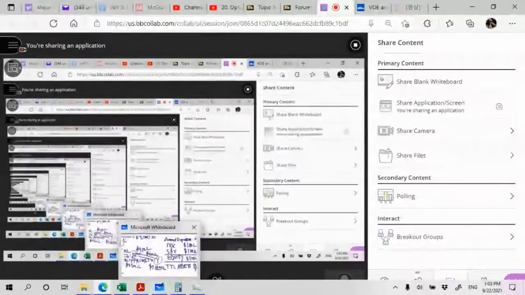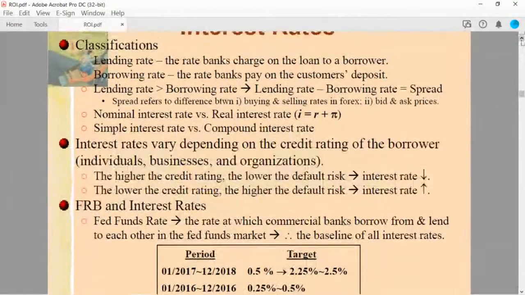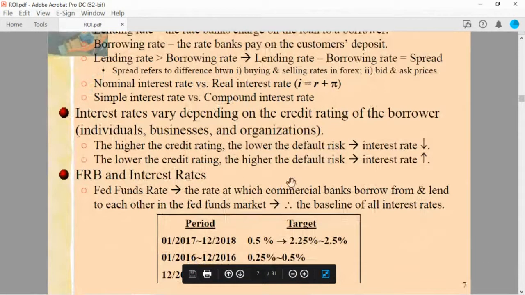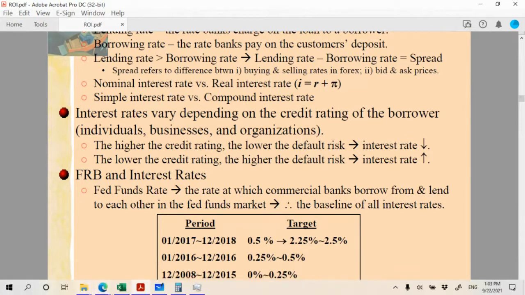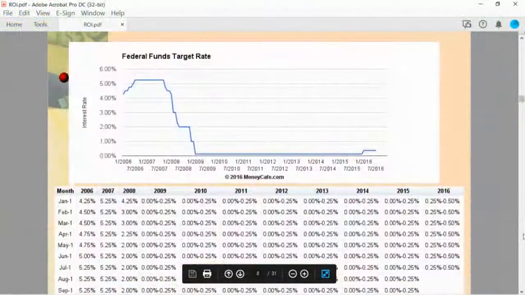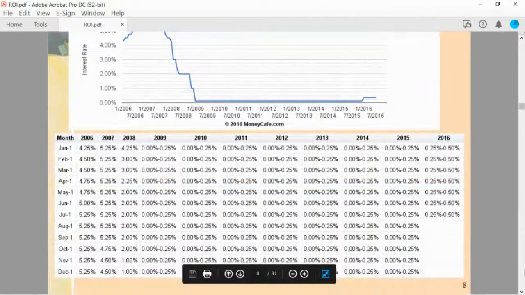So in our last class, we talked about three different classifications of interest rates: lending rate versus borrowing rate, nominal rate versus real interest rate, and simple interest rate versus compound interest rate, right? We discussed extensively the real interest rate, inflation, and nominal interest rate. Our last two classes were both Monday sessions, so we had 2-hour sessions each day. So I believe we did talk about that extensively.